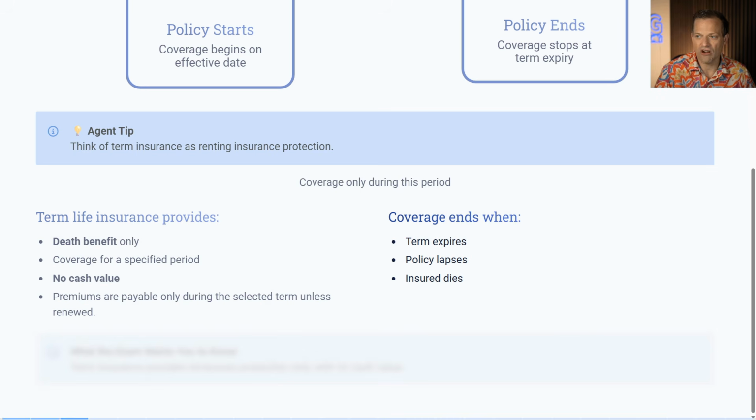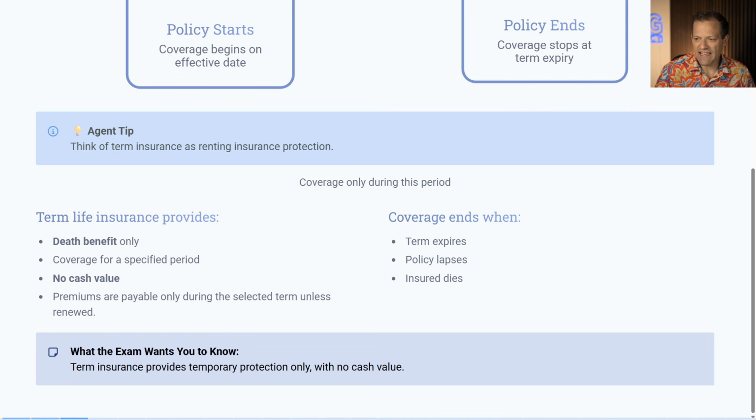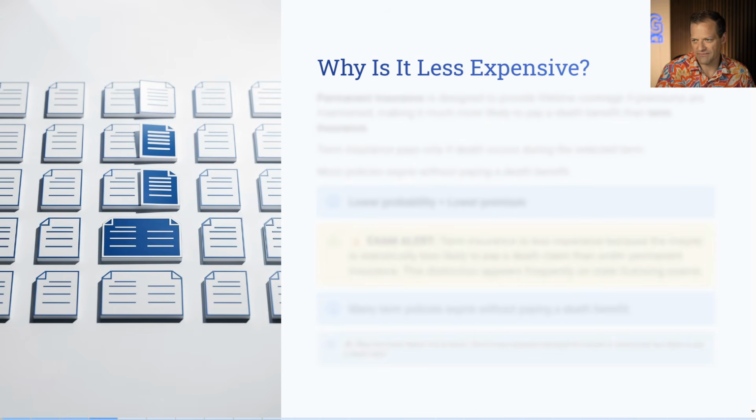So you got a 20-year term, you get a day past 20, it's done, it's gone, it's over if you didn't renew it. Or if you just stop paying it and the policy lapses, it's gone. Or the insured dies while the term is in effect, and that's when it ends. So what the exam wants you to know, and what you'll be heavily tested on, is term insurance provides temporary protection only with no cash value. That's the main thing.